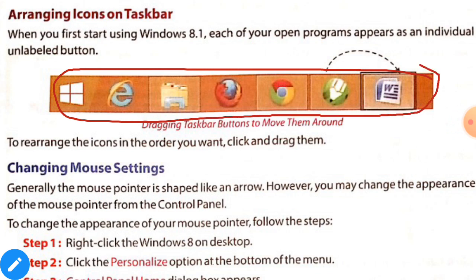Dragging taskbar buttons to move them around. To rearrange the icons in the order you want, click and drag them. Children, there are 1, 2, 3, 4, 5, 6, 7 icons here. If you want to arrange any of these icons, then you can click here.